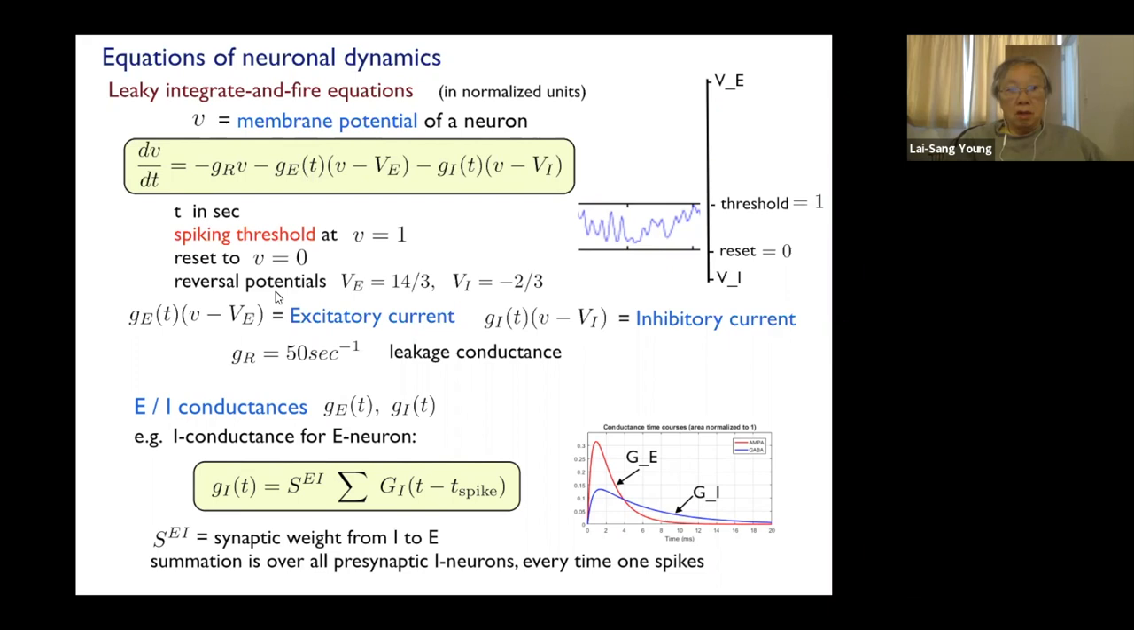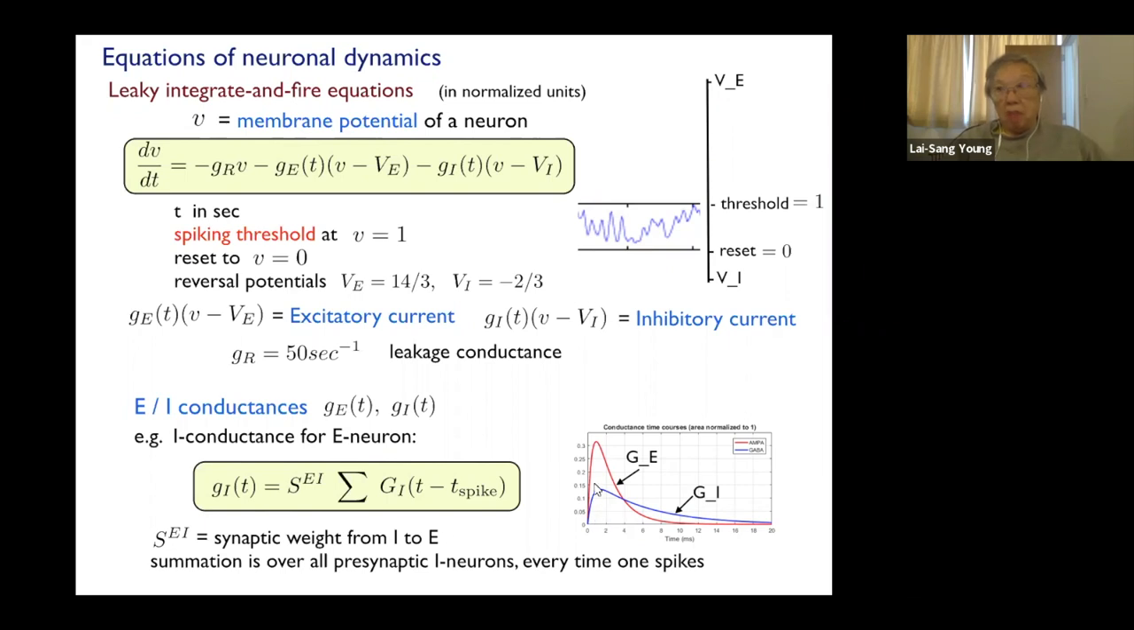They're called conductances. There are four conductances, E and I conductances for E and I neurons. So for example, take the I conductance for an E cell. This is an E cell that I'm looking at, and every time an inhibitory neuron that sends signals to it spikes, its conductance is going to go up for a few milliseconds, and then it decays.